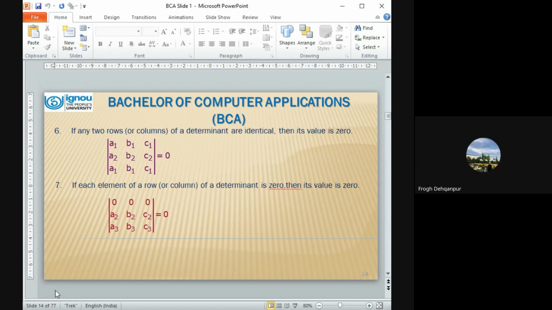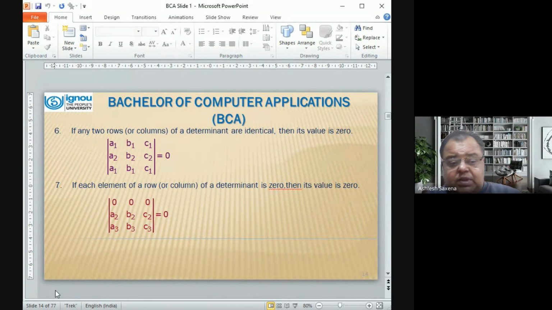In question number 6, I think first row and third rows are identical. That is that much simple. Now here you can see A1, B1, C1, and in the third one you can see A1, B1, C1. These two are identical. That is why the value of the determinant is zero. Simple. Thank you.